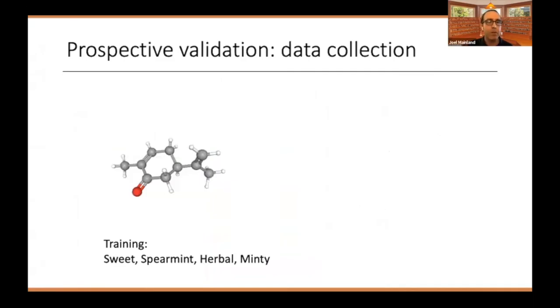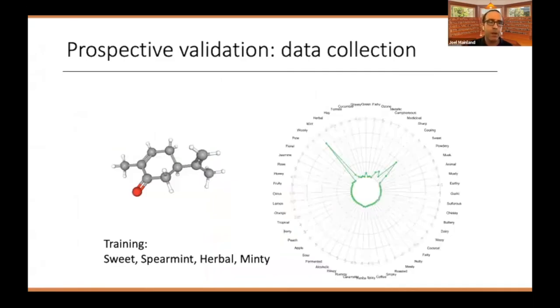Now we take this molecule and our data look a little bit different. This is the same molecule in our data, a radar chart with all 55 labels. You can see that indeed the same molecule was labeled as mint, herbal, and sweet in this representation. So this matches up relatively well to the training data set, even though the format is a little different and now we have these numerical ratings.